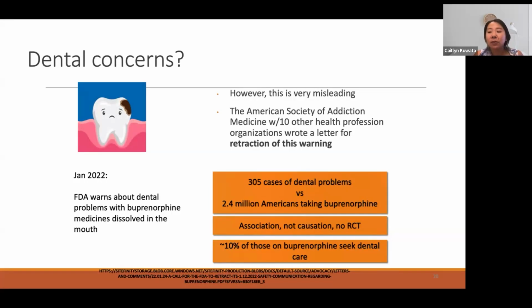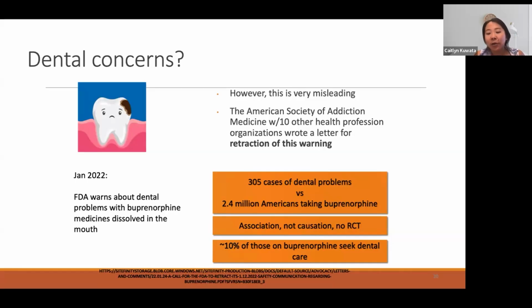And so you have a certain patient population that maybe has decreased access to resources, maybe more risk for having dental problems separate from the buprenorphine use. So I just really want to counsel that yes, there is this warning, but for the majority of patients, the benefits likely outweigh the risks. And even the thought process that led to this warning isn't really backed up by randomized controlled trials or a lot of evidence.